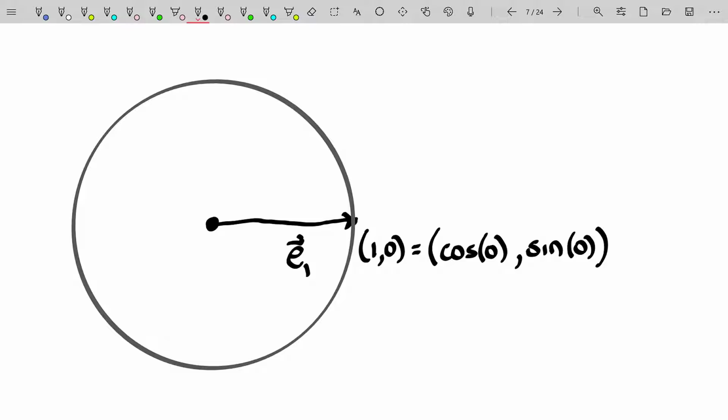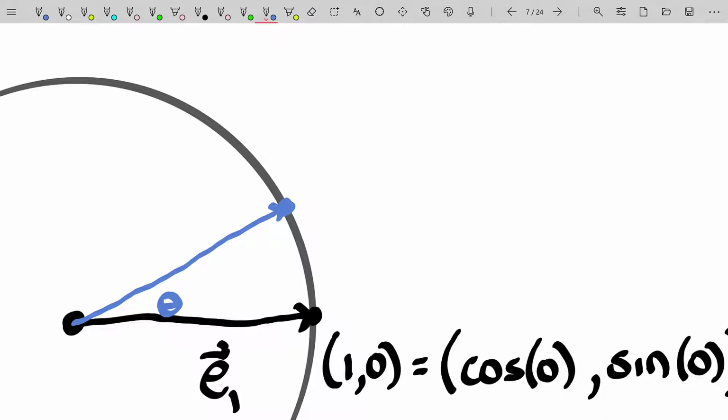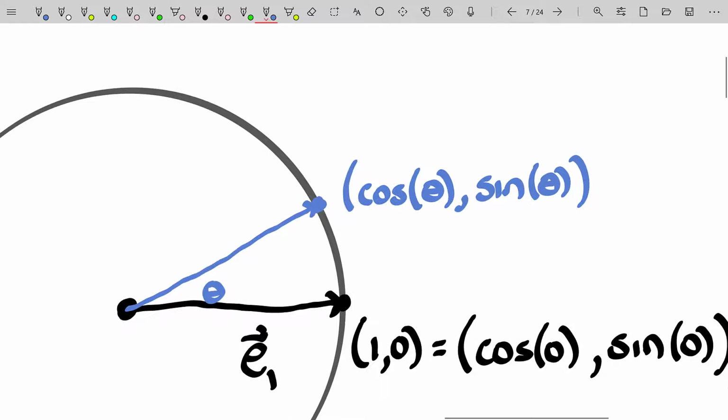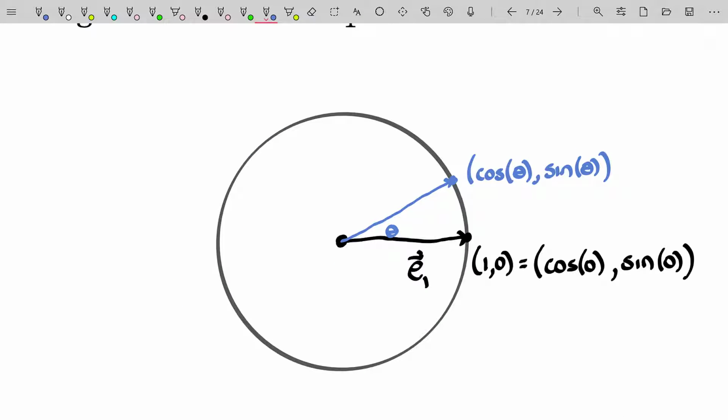Simply put, if I wanted to rotate this vector upwards through an angle of, let's say, theta, the resulting point would be (cosine of theta, sine of theta). So the lesson here: if you're starting with the vector e sub 1, and you want to rotate that e sub 1 through an angle of theta, the resulting vector you're going to get is (cosine of whatever angle you rotated it through, comma, the sine of whatever angle you rotated it through).